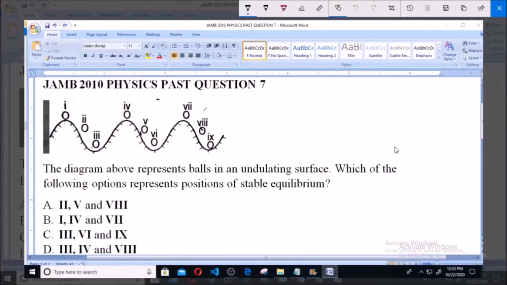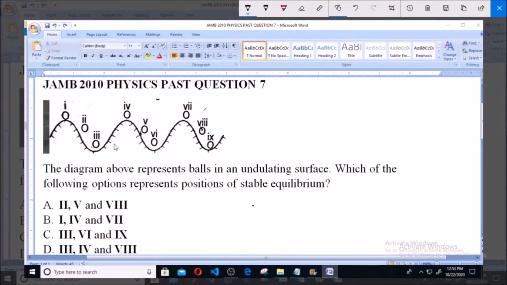Hello and welcome. I will be answering Jamb 2010 Physics Past Question 7. So you have a diagram here and we have to use it to answer the question. Now the diagram above represents balls in an undulating surface. Which of the following options represents positions of stable equilibrium?